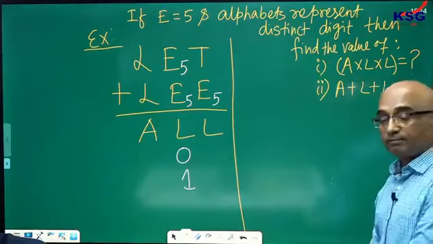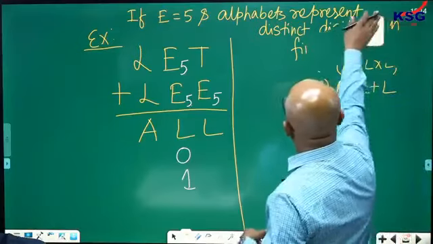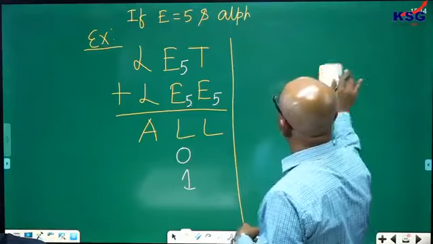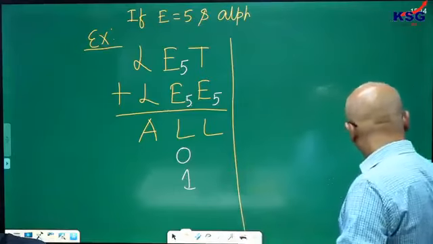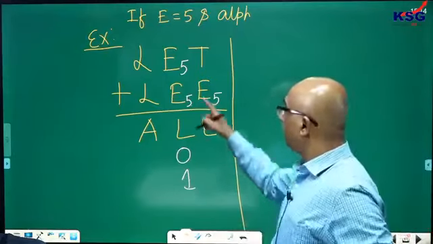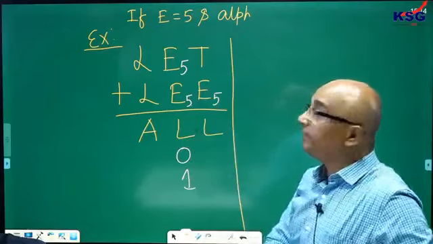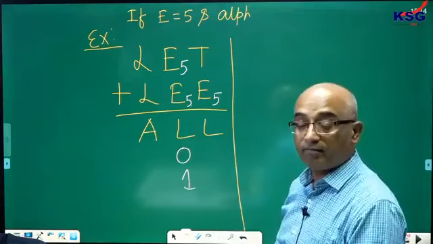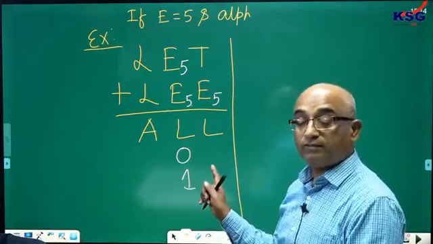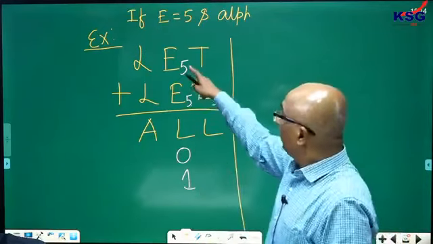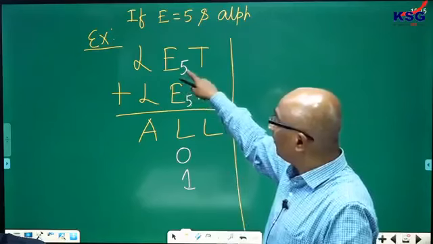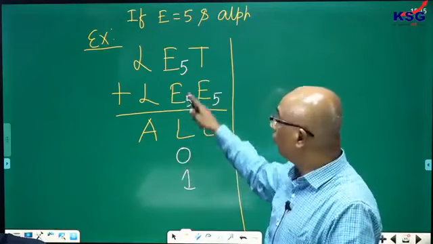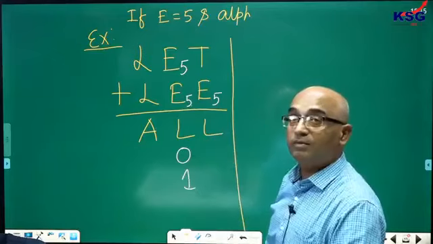Focus here. See the discussion, students. So the value of L can be either 0 or 1. Please concentrate here everyone. Look carefully at 5 plus 5, the middle step. If E is 5, then 5 plus 5 is 10. 10 means 0. So the value of L can be 0.